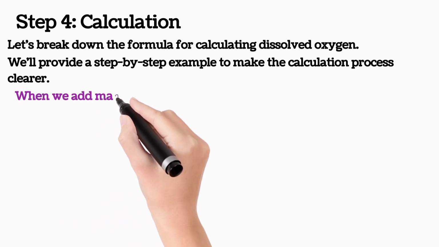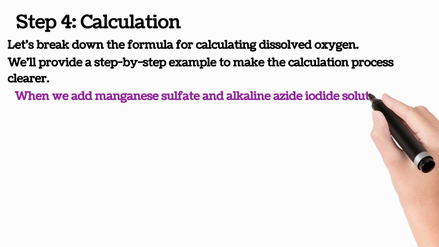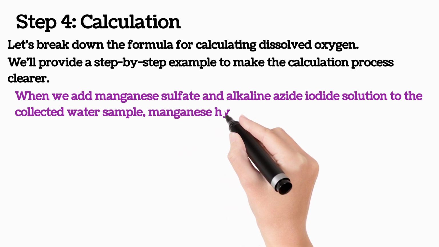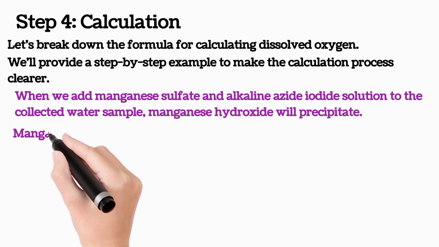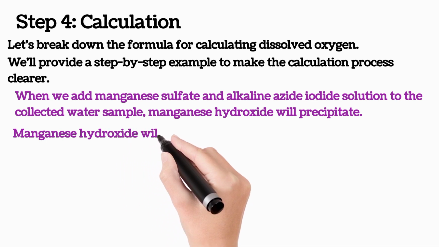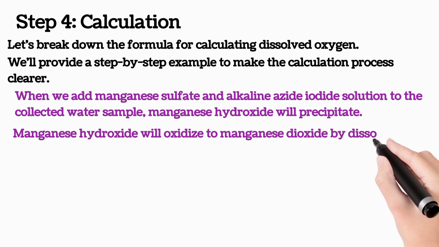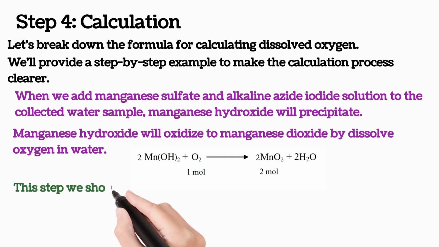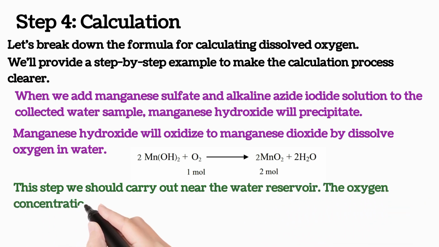When we add manganese sulfate and alkaline azide iodide solution to the collected water sample, manganese hydroxide will precipitate. Manganese hydroxide is oxidized to manganese dioxide by the dissolved oxygen in water. This step we should carry out near the water reservoir. The oxygen concentration may vary during transportation due to temperature or pressure differences.